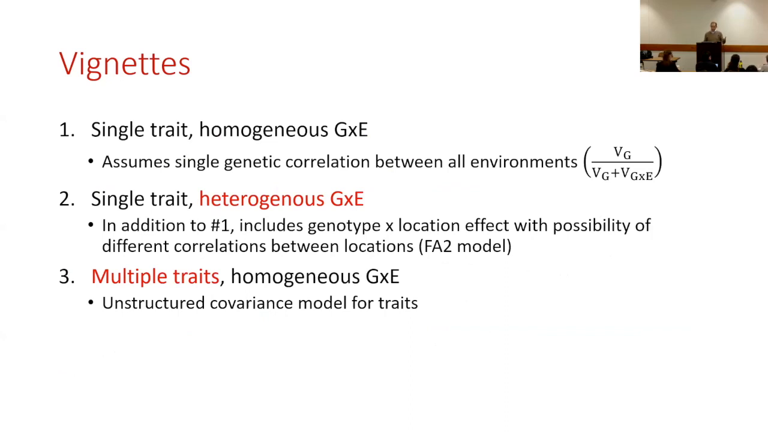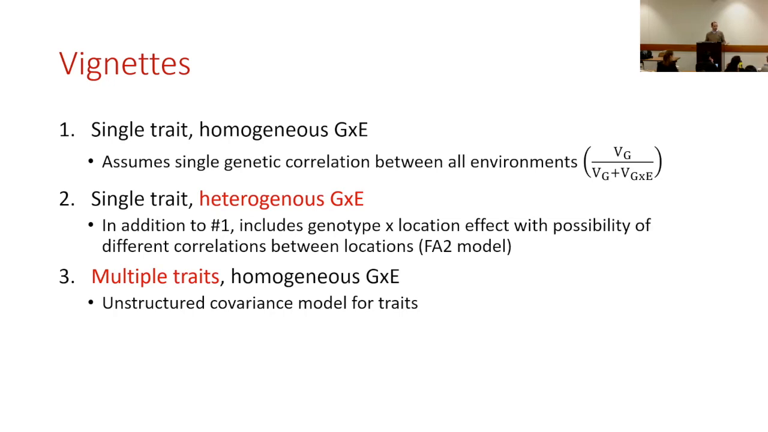So there are 3 vignettes on the GitHub site, and I went through this a little bit a year ago, so I'm going to do an abbreviated version again, highlighting what's new. The first vignette talks about a single trait analysis with a homogeneous G by E, or the technical term would be compound symmetry. It assumes that there's a single correlation between all environments given by the variance components.